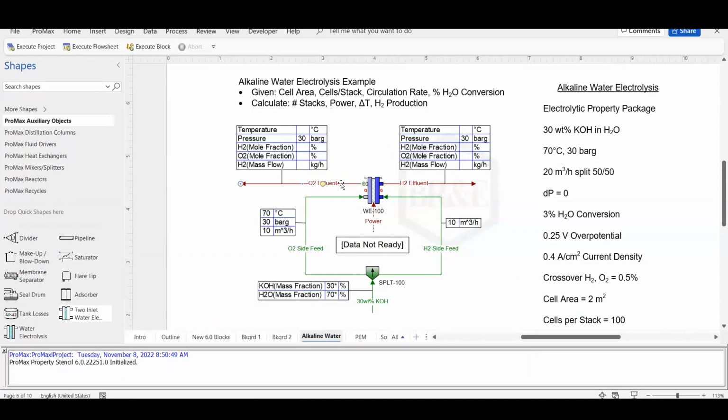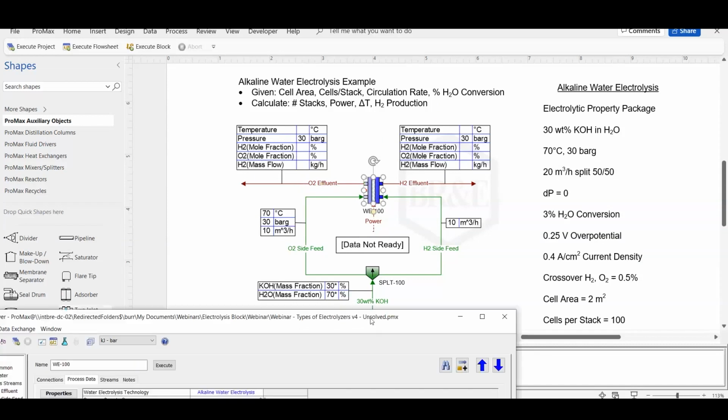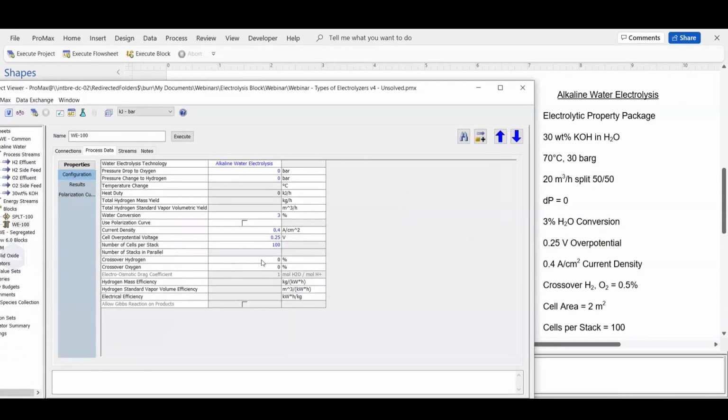It's supposed to come out this effluent here, but there's some back mixing or something that caused there to be some leakage of oxygen into the hydrogen effluent stream. So we handle this by letting you specify the crossover hydrogen and oxygen. In this case, we're going to set both of them to 0.5%.